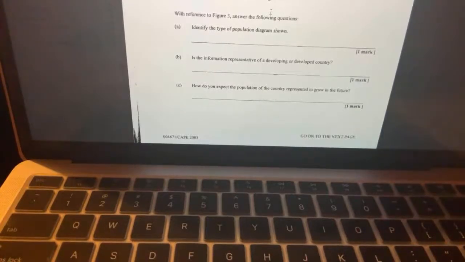So the pyramid would look more rectangular, with the young and middle-aged people representing the smaller populations and many more elderly people at the top part. Are we agreeing?